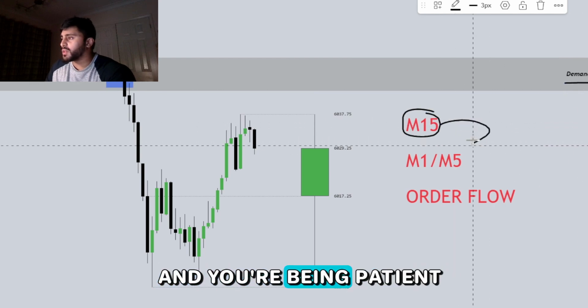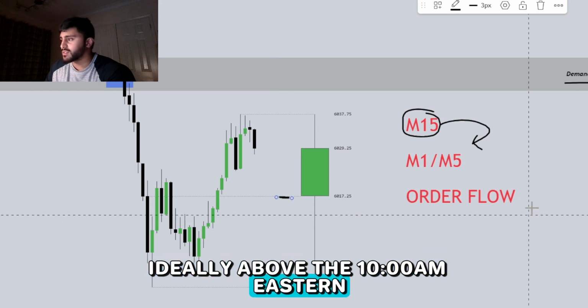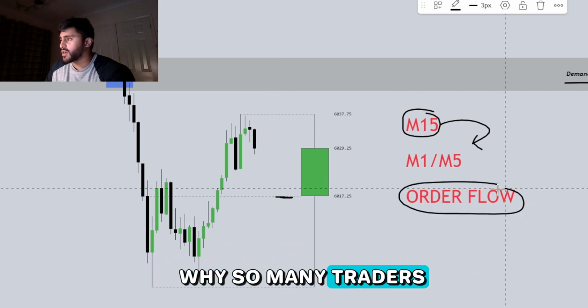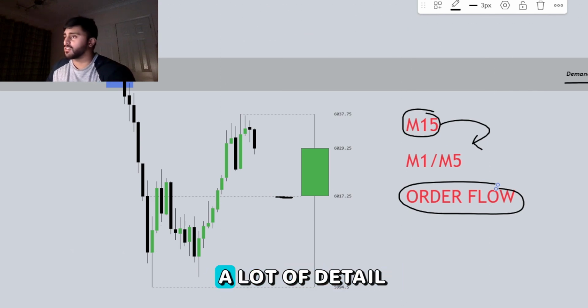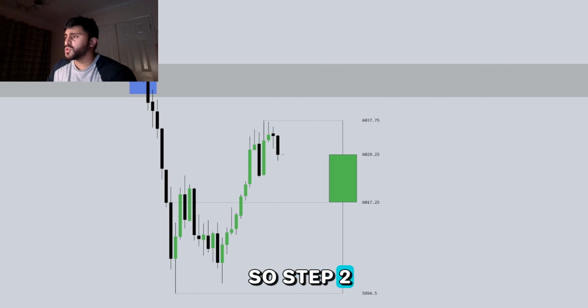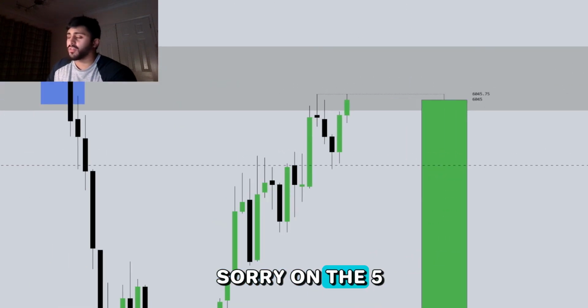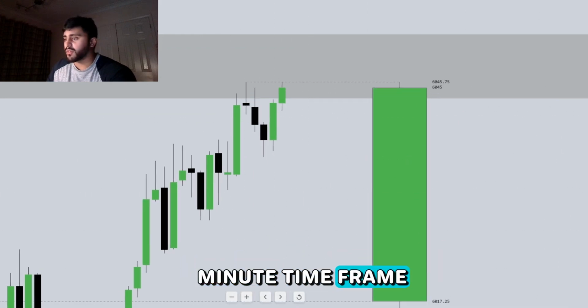You're waiting and being patient for the 1-minute or the 5-minute to enter, ideally above the 10 a.m. Eastern. Now, the order flow is why so many traders mess up, and we're going to be going over this in a lot of detail. But let's just break things down in terms of our step two. Step two, we want to see price enter on the 5-minute time frame. This is a 5-minute chart.